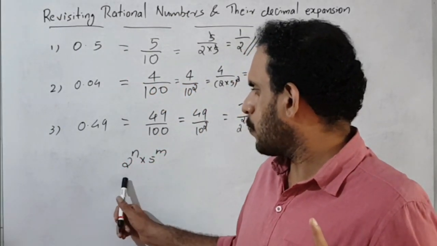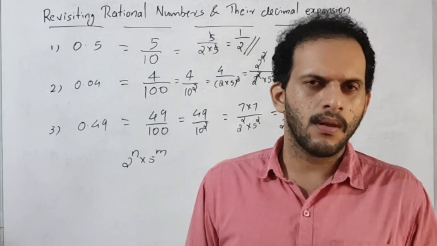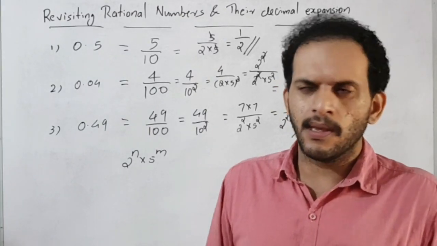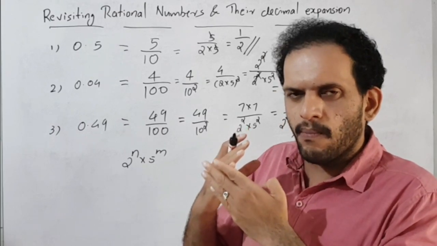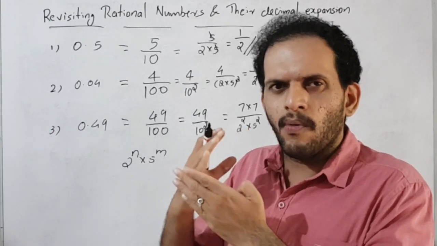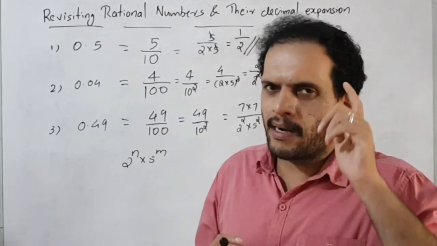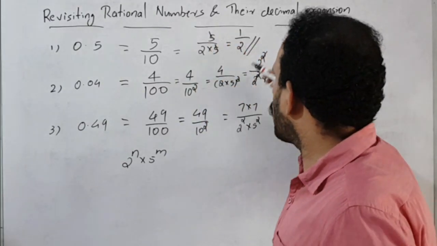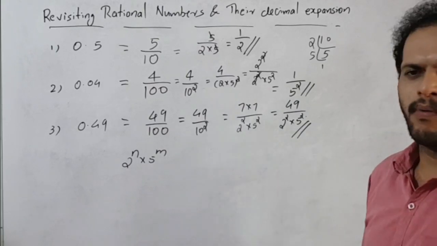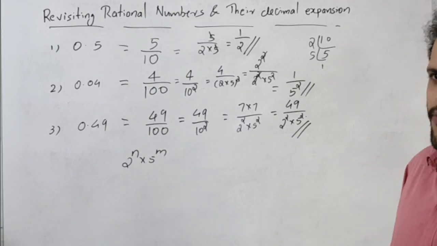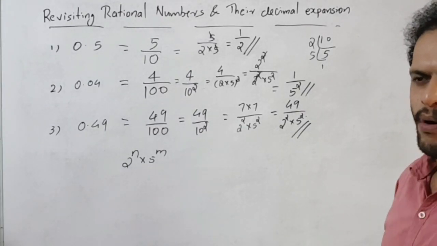In the form of 2 raised to n, the power of 2 and power of 5. The denominator should be in the form of the product of 2 power and 5 power, 2 raised to n into 5 raised to m. That time you have one confusion. Here we do not have the power of 5. Here we do not have the power of 2. Correct? So if you get 2 only, or 5 only, that time we assume like this.